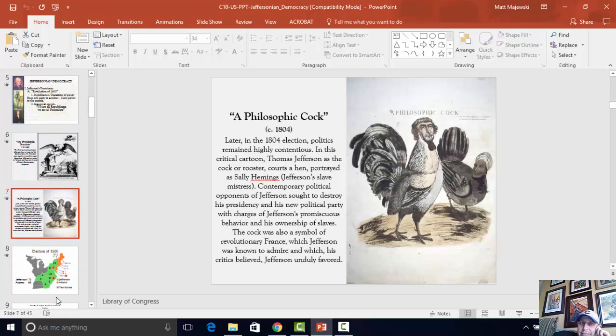Here we have another criticism of Jefferson. This shows you again how divisive politics were. This is called the philosophic cock. A cock, of course, being a rooster. Here you see Jefferson depicted as a rooster, which was a symbol of the French Revolution, by the way. So again, trying to tie him to that bloody, ruthless French Revolution that he supported. Remember, he was a big supporter of France, particularly revolutionary France. And who do they have in the background? They have Sally Hemings. That's his slave mistress.